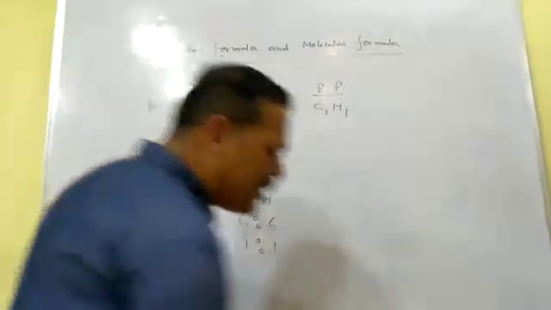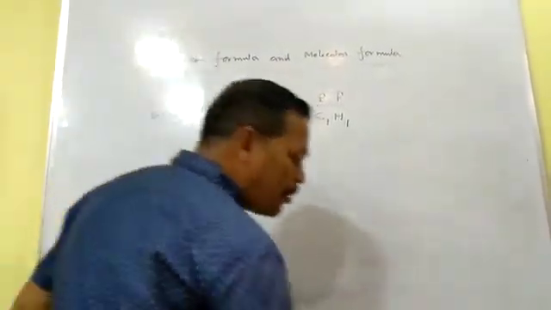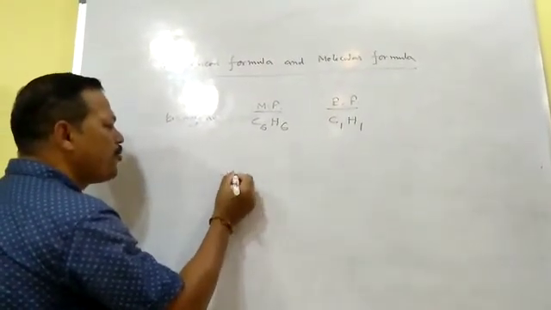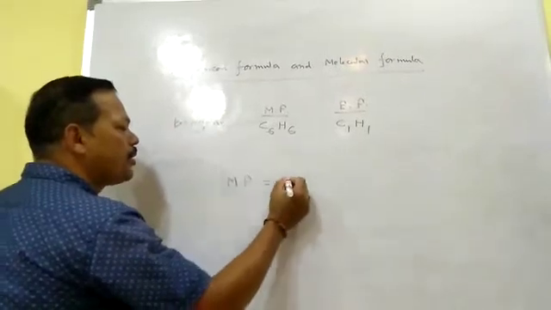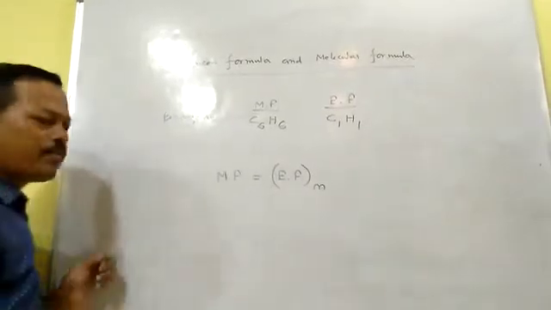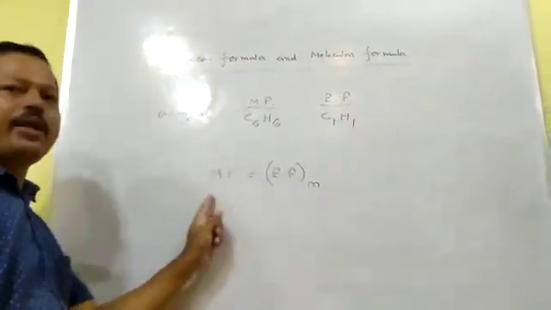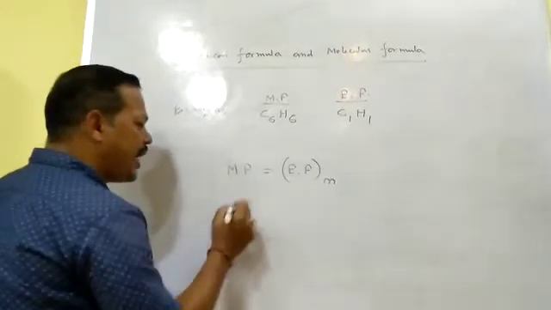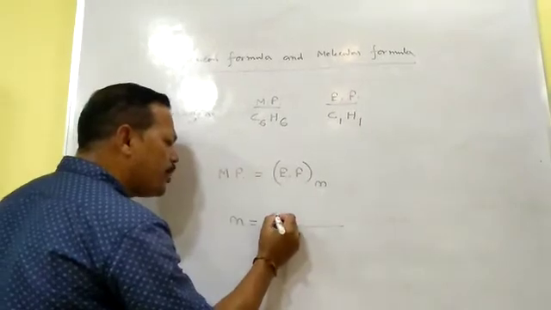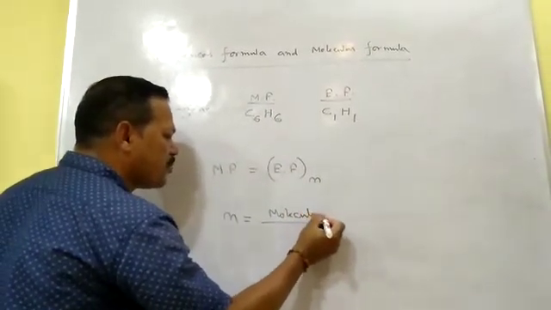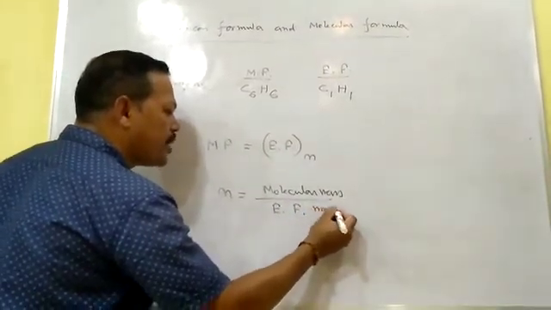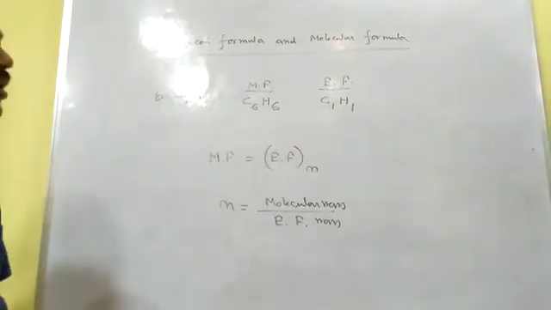And there is a relation between the molecular formula and empirical formula. The relation is: molecular formula is equal to empirical formula whole into n. I mean, if you know the empirical formula, you can find out the molecular formula. What is n? If you want to determine n, the formula is molecular mass or molar mass divided by empirical formula mass. When you do it, you will get the value of n.